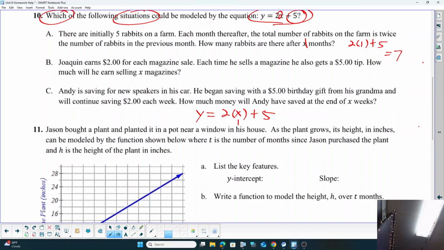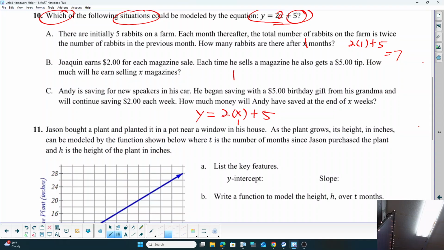Jacqueline earns $2 for each magazine sale. Each time he sells a magazine, he gets a $5 tip. So here's $2 for each magazine sale. Each time he sells a magazine, he also gets a $5 tip. How much will he be earning in X magazines?